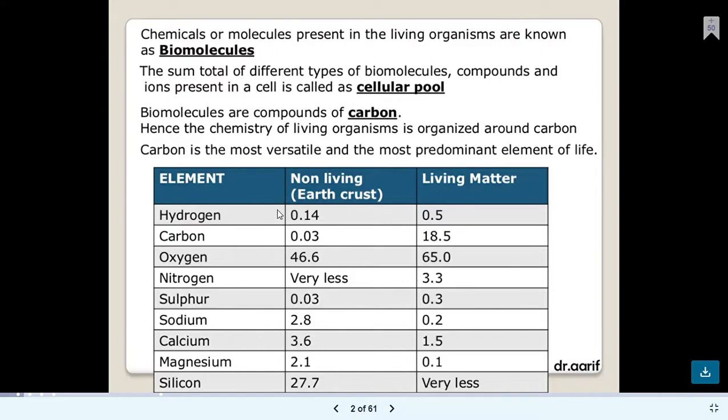So, you can see in the table where each element is present in non-living, that is the earth crust, and in the living matter. In this, carbon is the highest in the living matter, as well as oxygen in living matter. First oxygen, then followed by carbon.